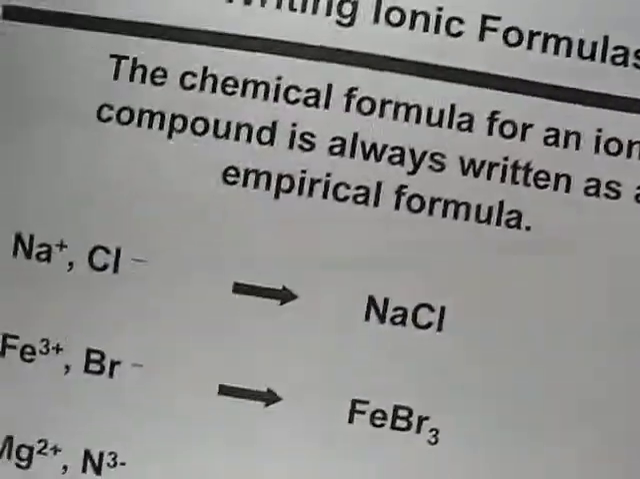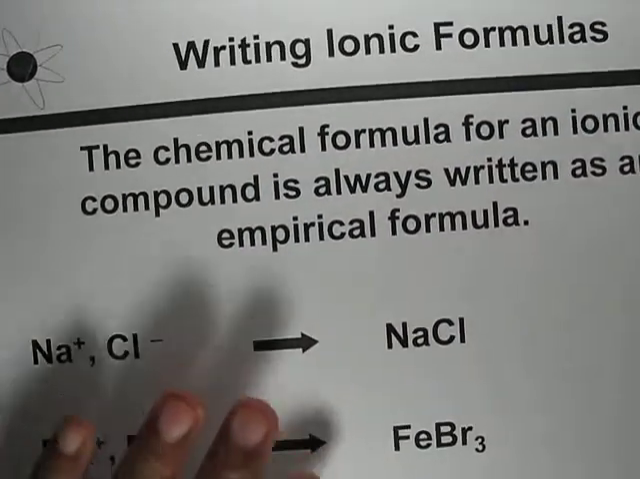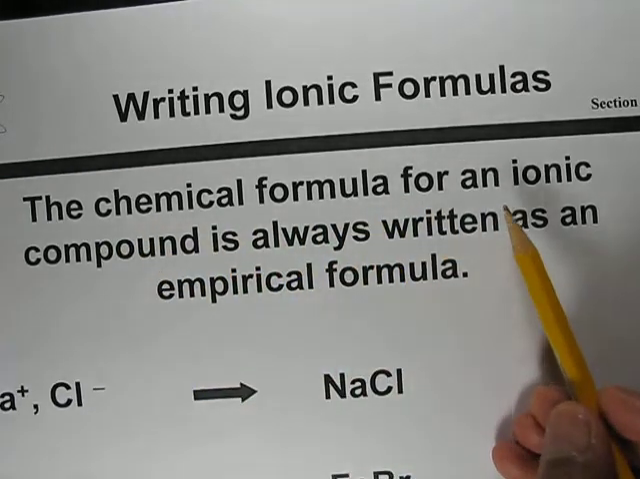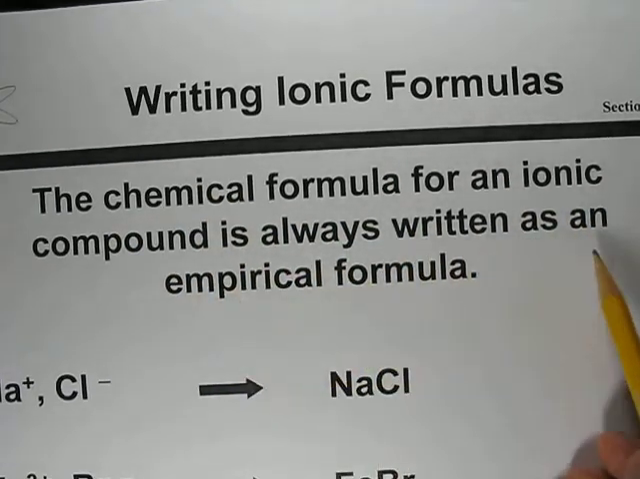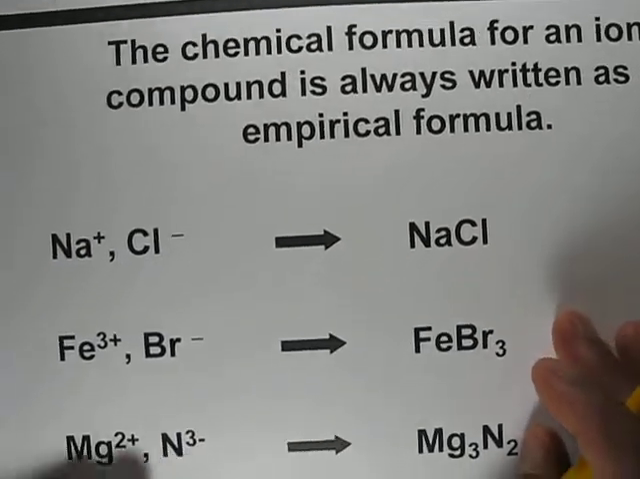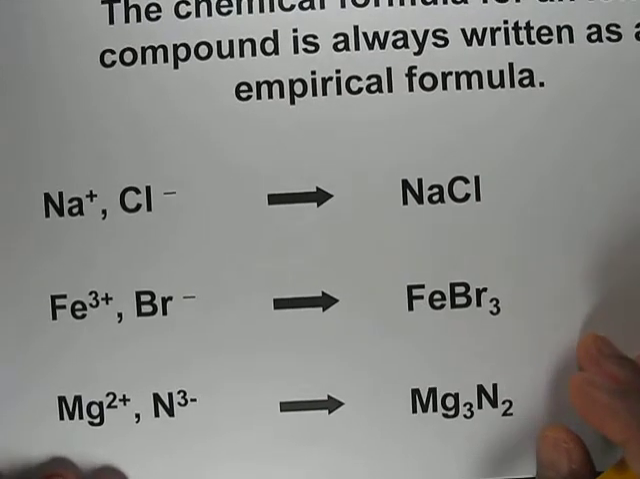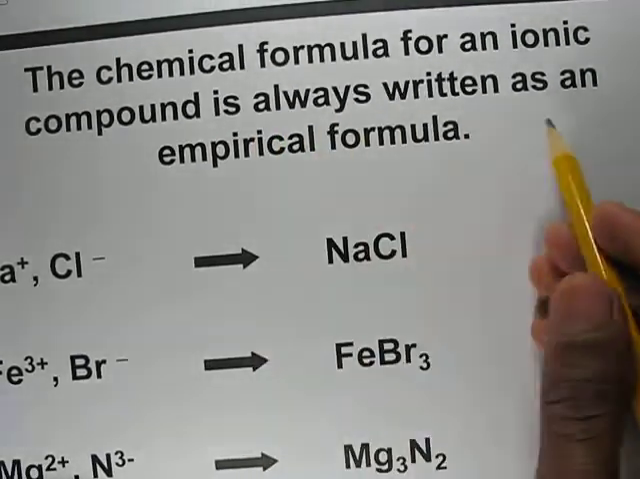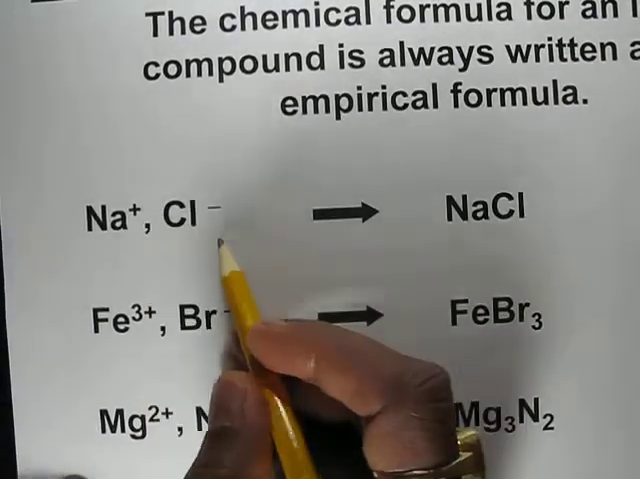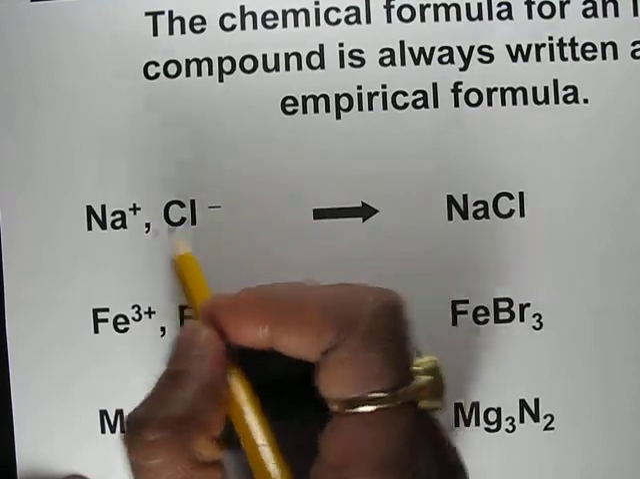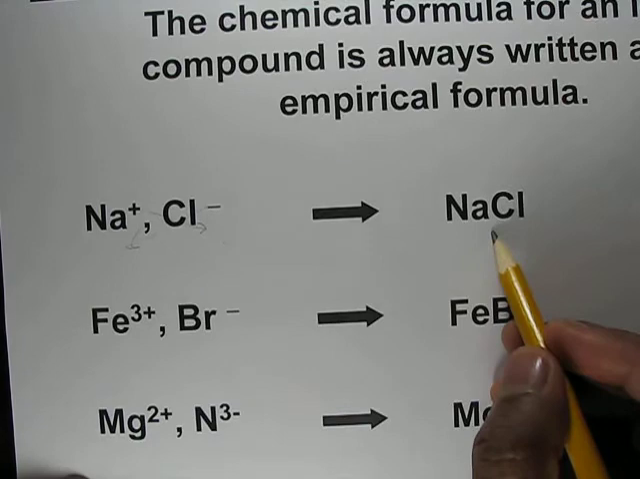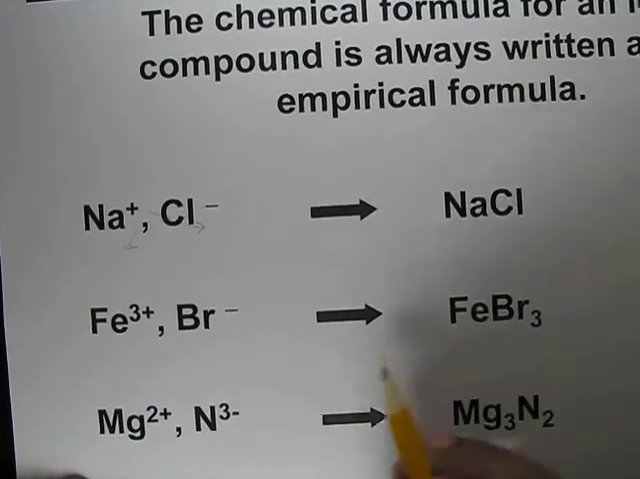So let's see some more examples. Writing ionic formula: the chemical formula for an ionic compound is always written as an empirical formula. We understood the empirical formula in my previous video. So whenever we write any chemical formula of an ionic compound, we always write it as an empirical formula. Sodium chloride: sodium has one positive and chloride one negative, so we move one here, one here. Since we don't write any 1, we can write it as such, sodium chloride.